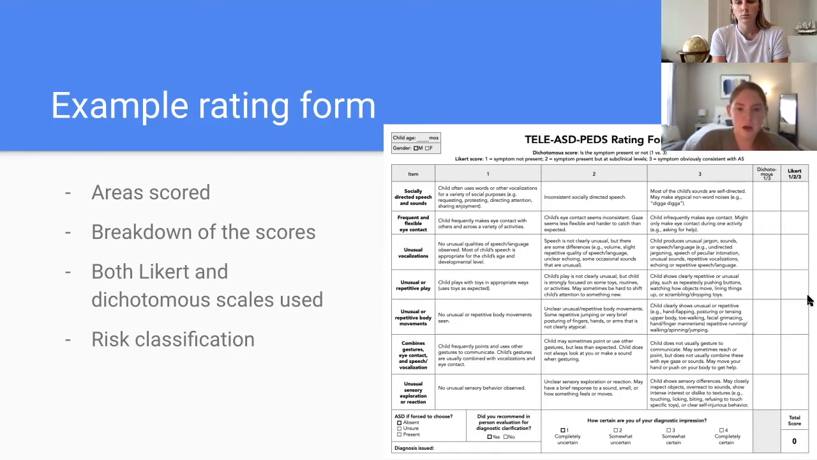And then on the dichotomous scale, a 1 would be the symptom is not present, and a 3 would be the symptom is present. So both of those are collected, and the differences in those scores are still being assessed for which is more reliable at the current moment. And so a score of 11 or greater on this tool indicates an at-risk classification, and a score of 3 in at least 5 of these categories would indicate a high-risk classification.